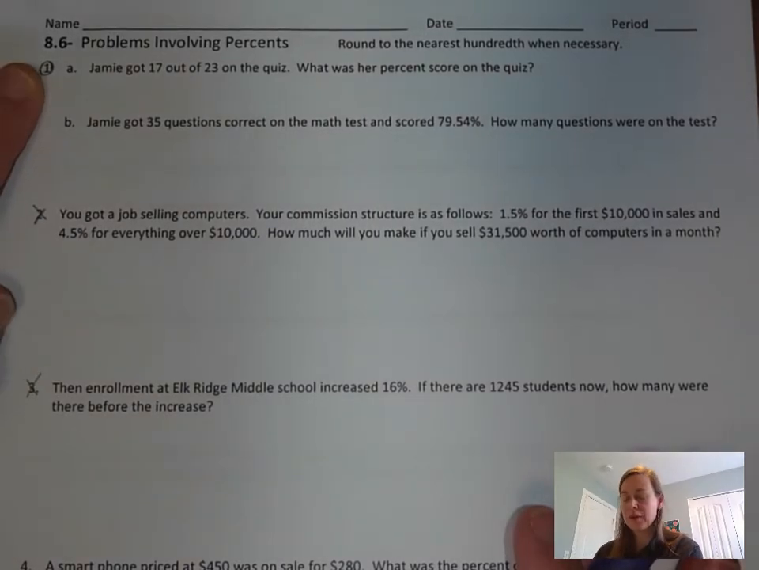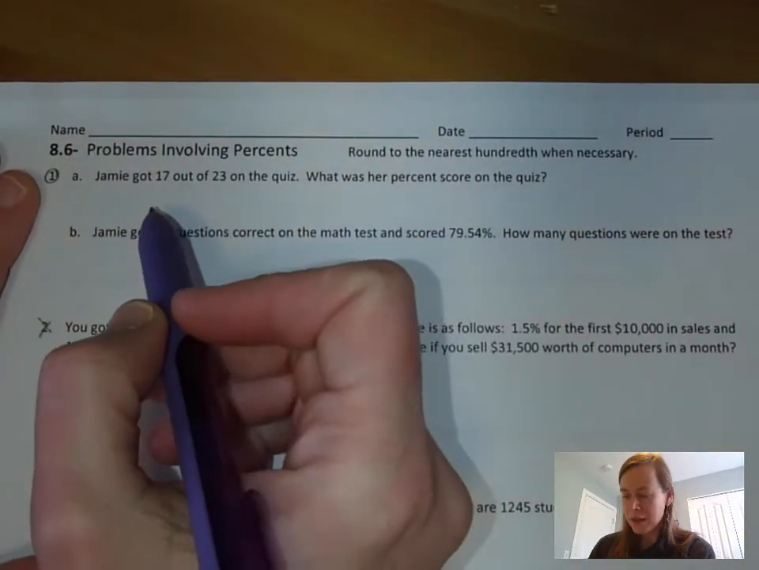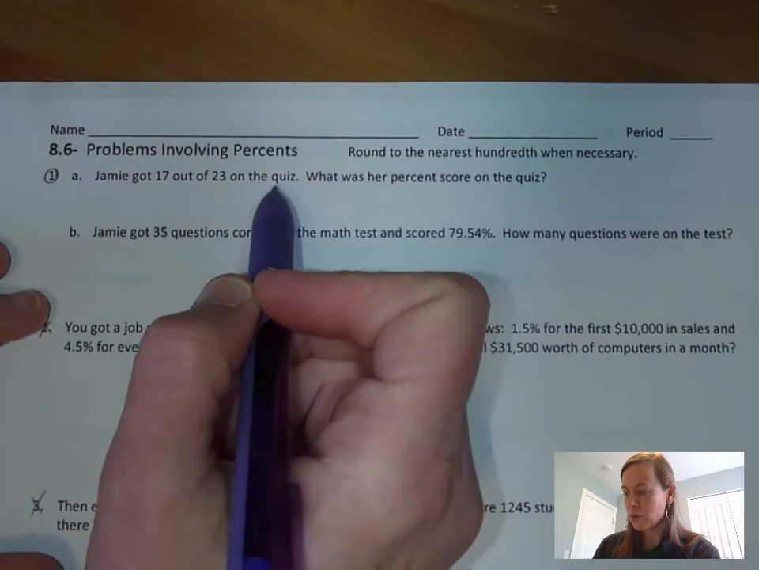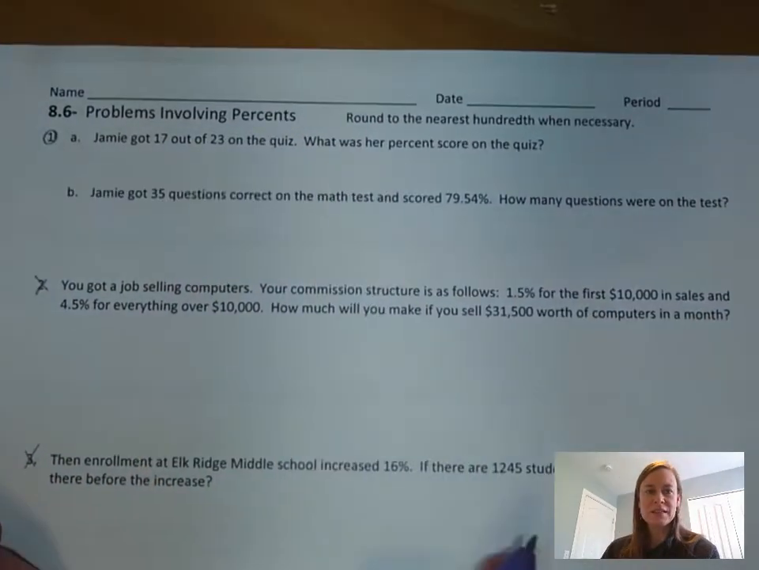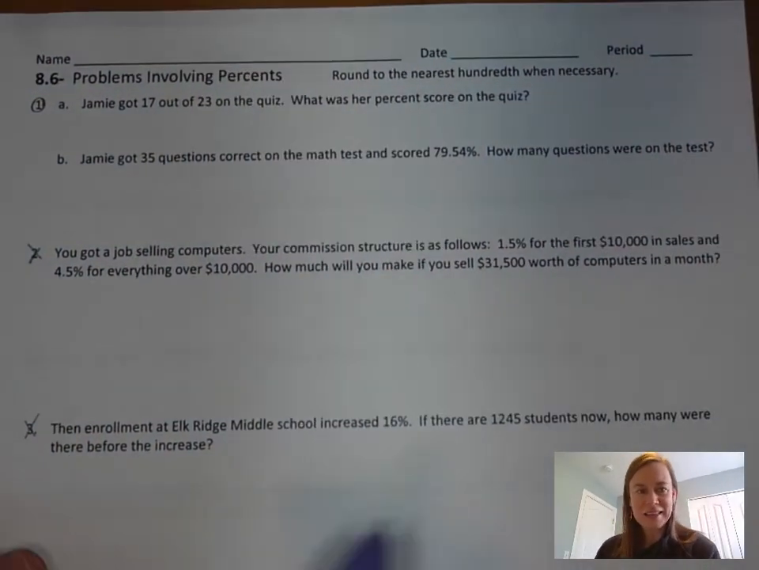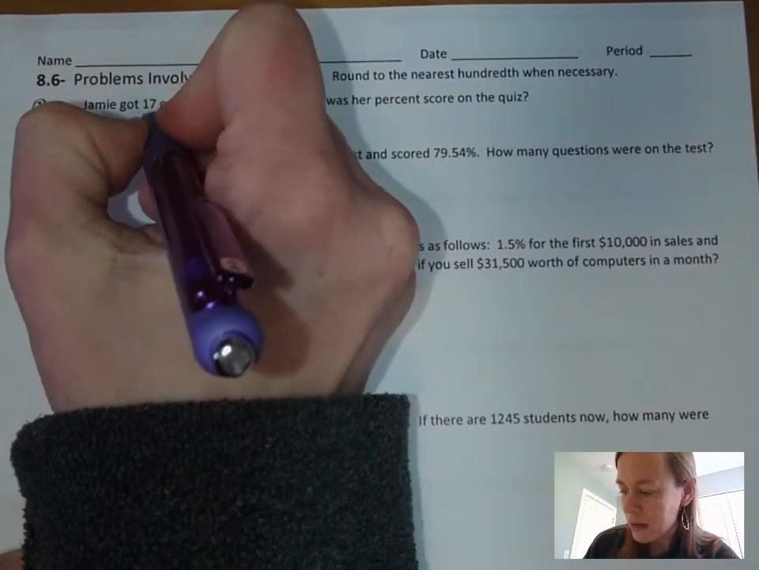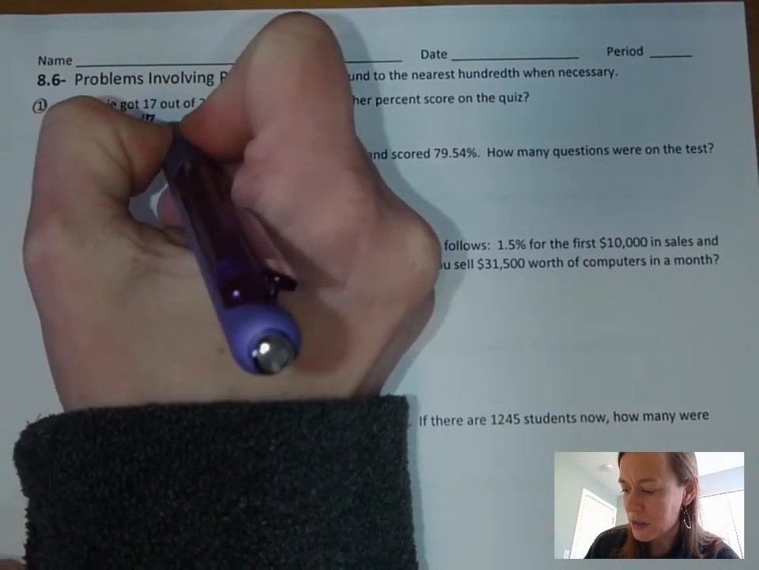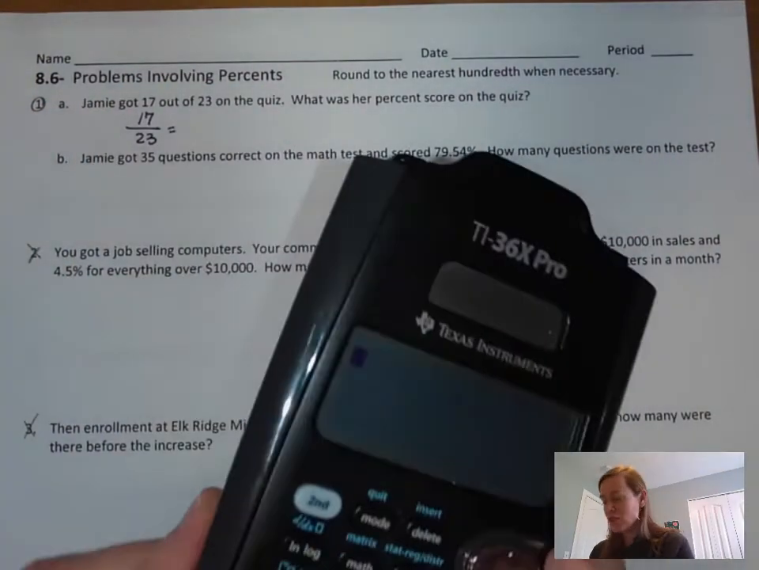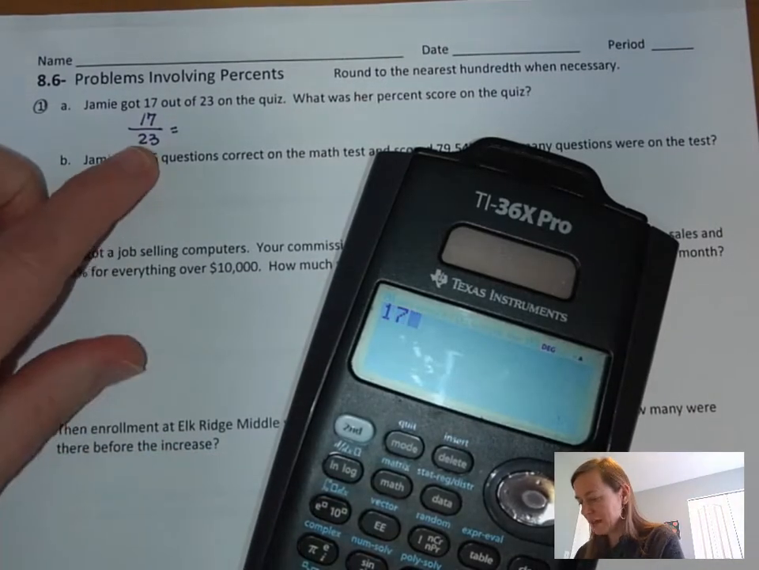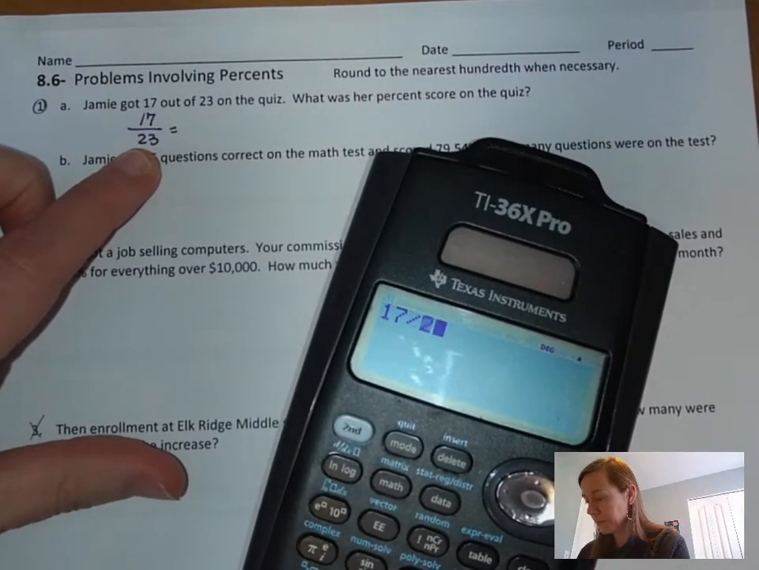We're going to start with number 1. In number 1 it says Jamie got 17 out of 23 on the quiz. What was her percent score on the quiz? Now you may be used to calculating it like this, where you put 17 correct out of 23 total, and then you divide and you get the answer. And if you like to do it that way, that is totally fine for this problem.